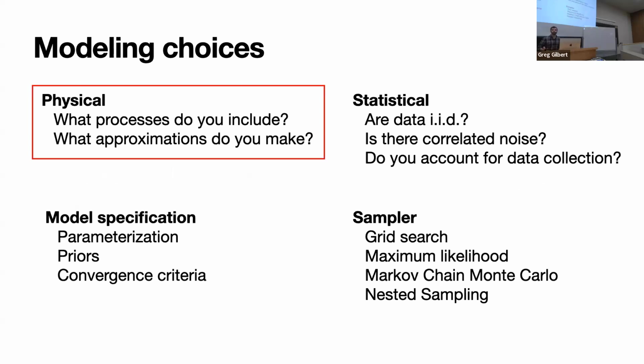These are, to me, some of the most fun parts of doing science. You get to think, okay, what actual physical processes do we want to include in our model? Is there physics that we can approximate as negligible? Are there things we want to include or exclude? And do we want to consider the relationships between different objects within our sample?